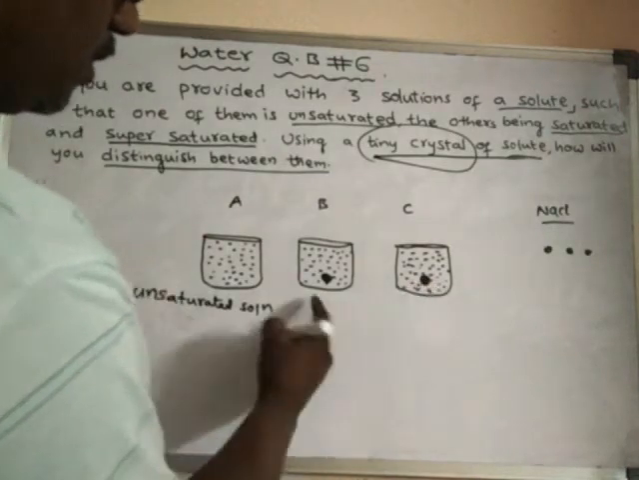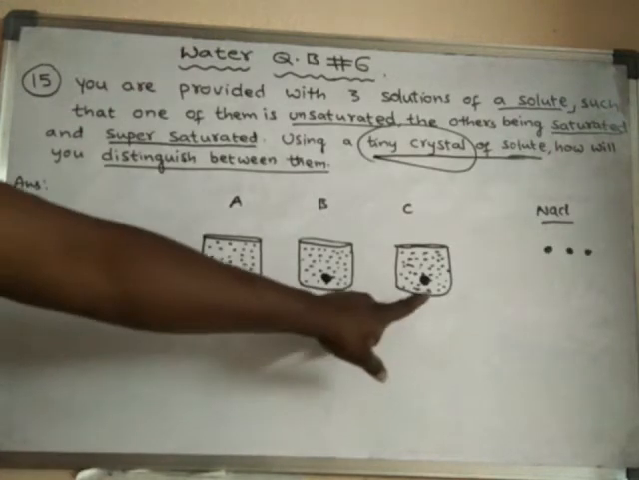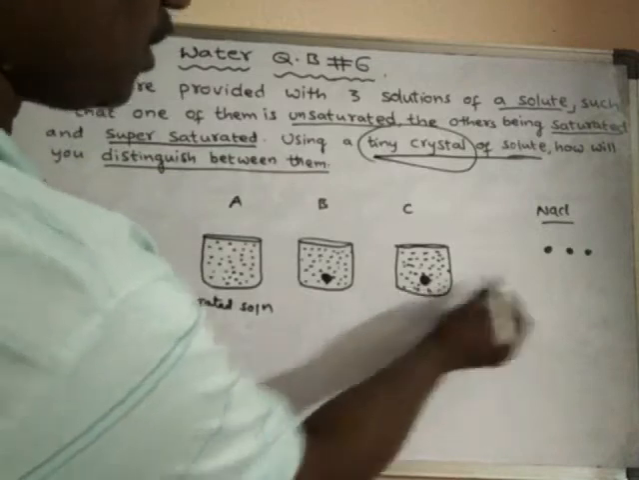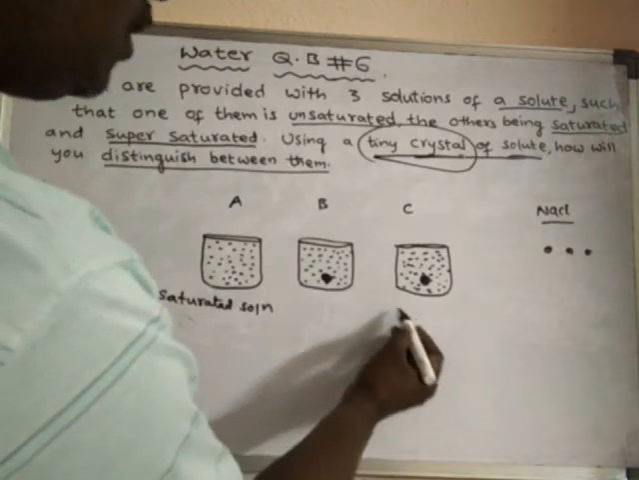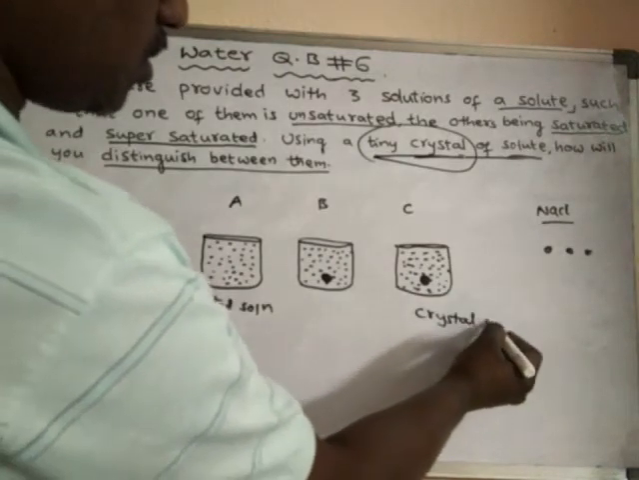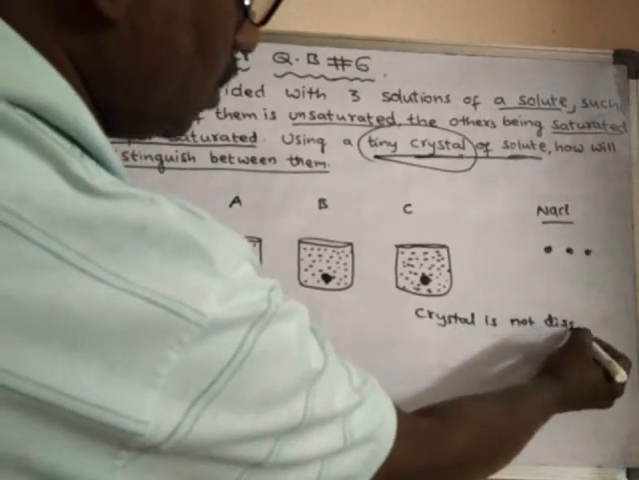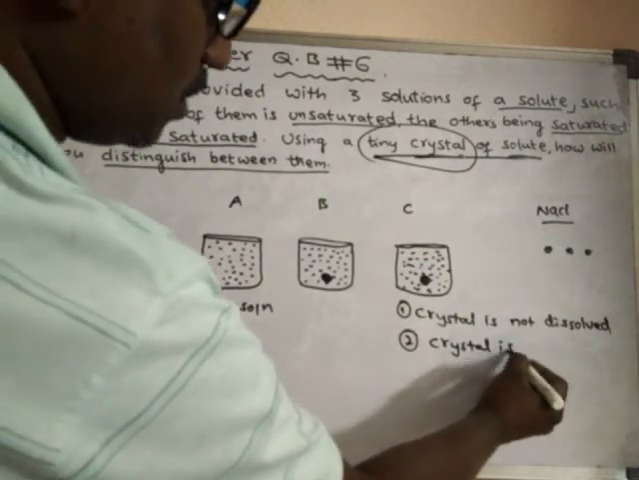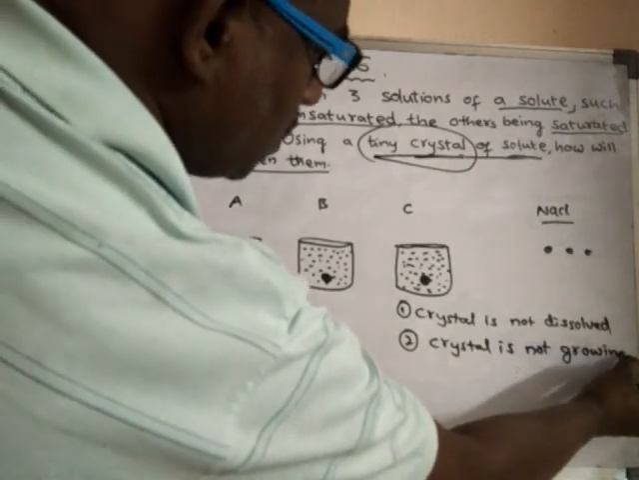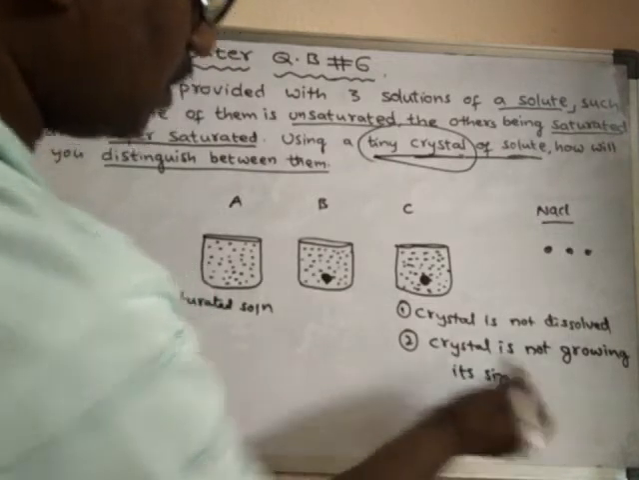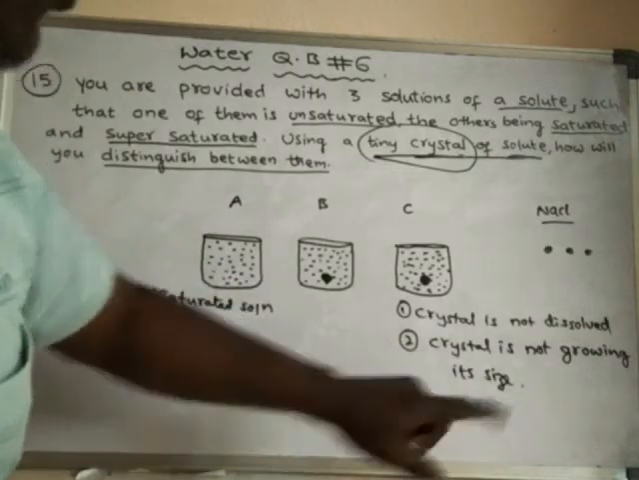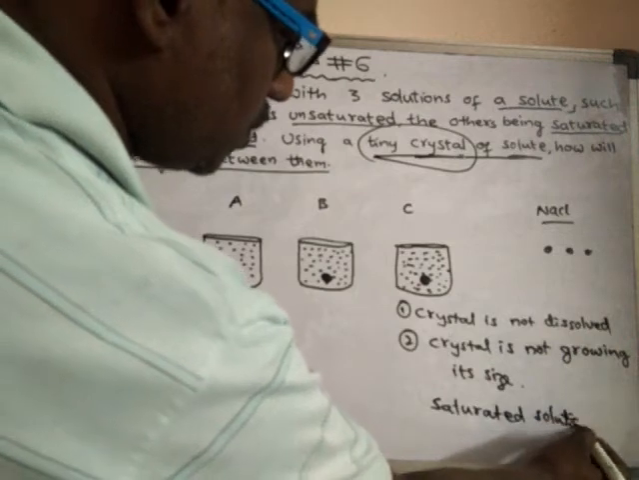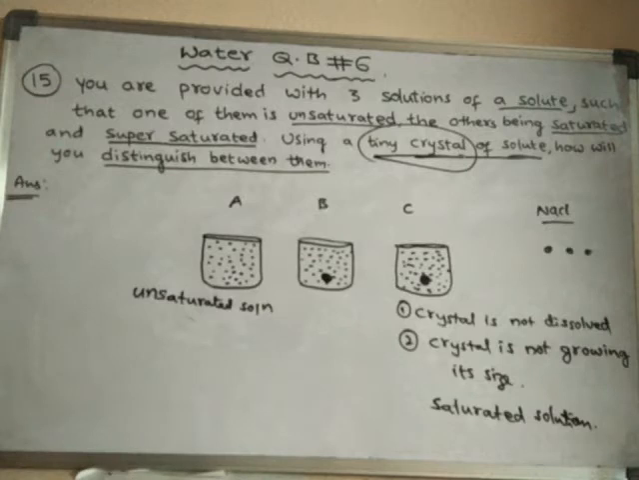If I keep one crystal in each, suppose in this solution the crystal of sodium chloride is unable to dissolve, the crystal is not dissolved, and the crystal is not growing in size, then that solution is said to be a saturated solution. Then the third solution will be supersaturated.